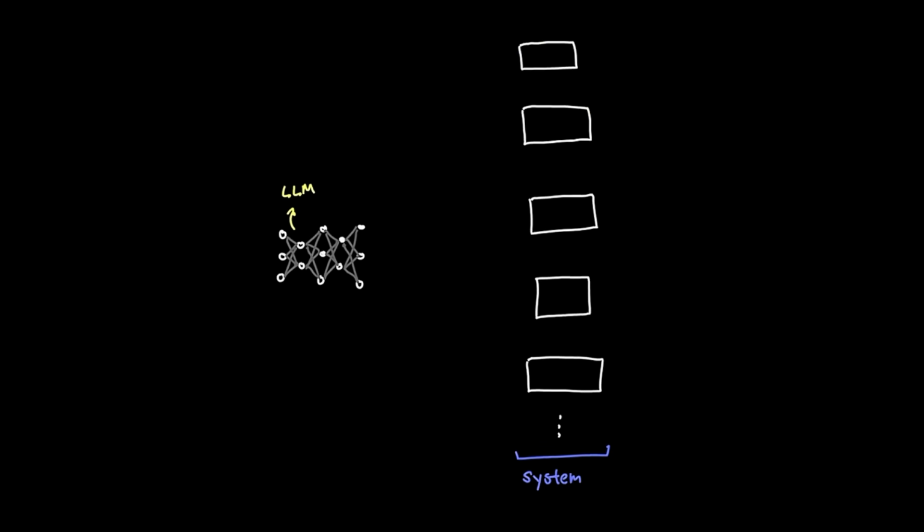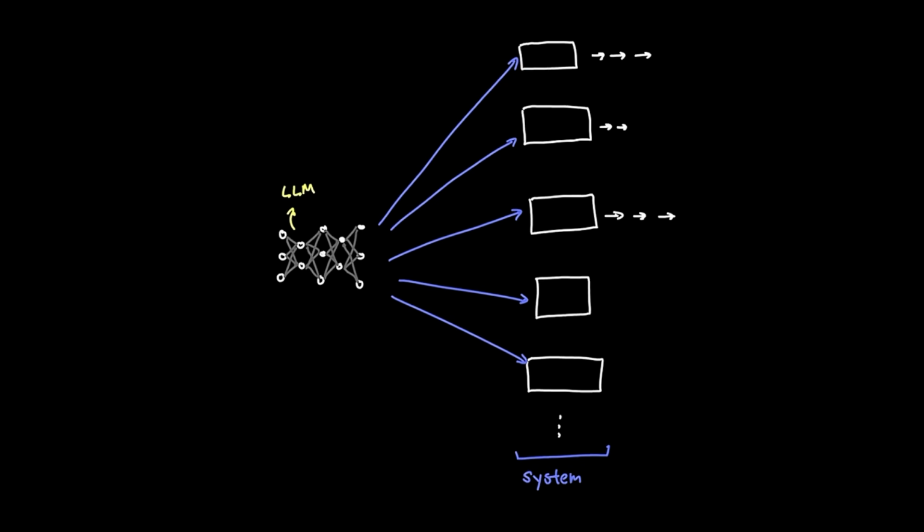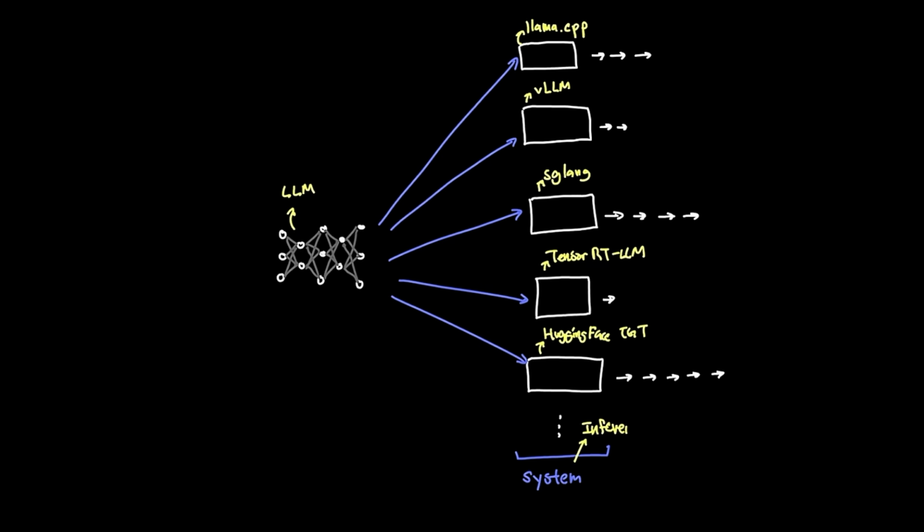And depending on what system you use to actually run your large language model, the same model can be served at varying speeds. And there are tons of systems out there like llama.cpp, vLLM, SGLang, TensorRT-LLM, HuggingFace TGI, LMDeploy. These are all a classification of inference engine that allows the model to be served.